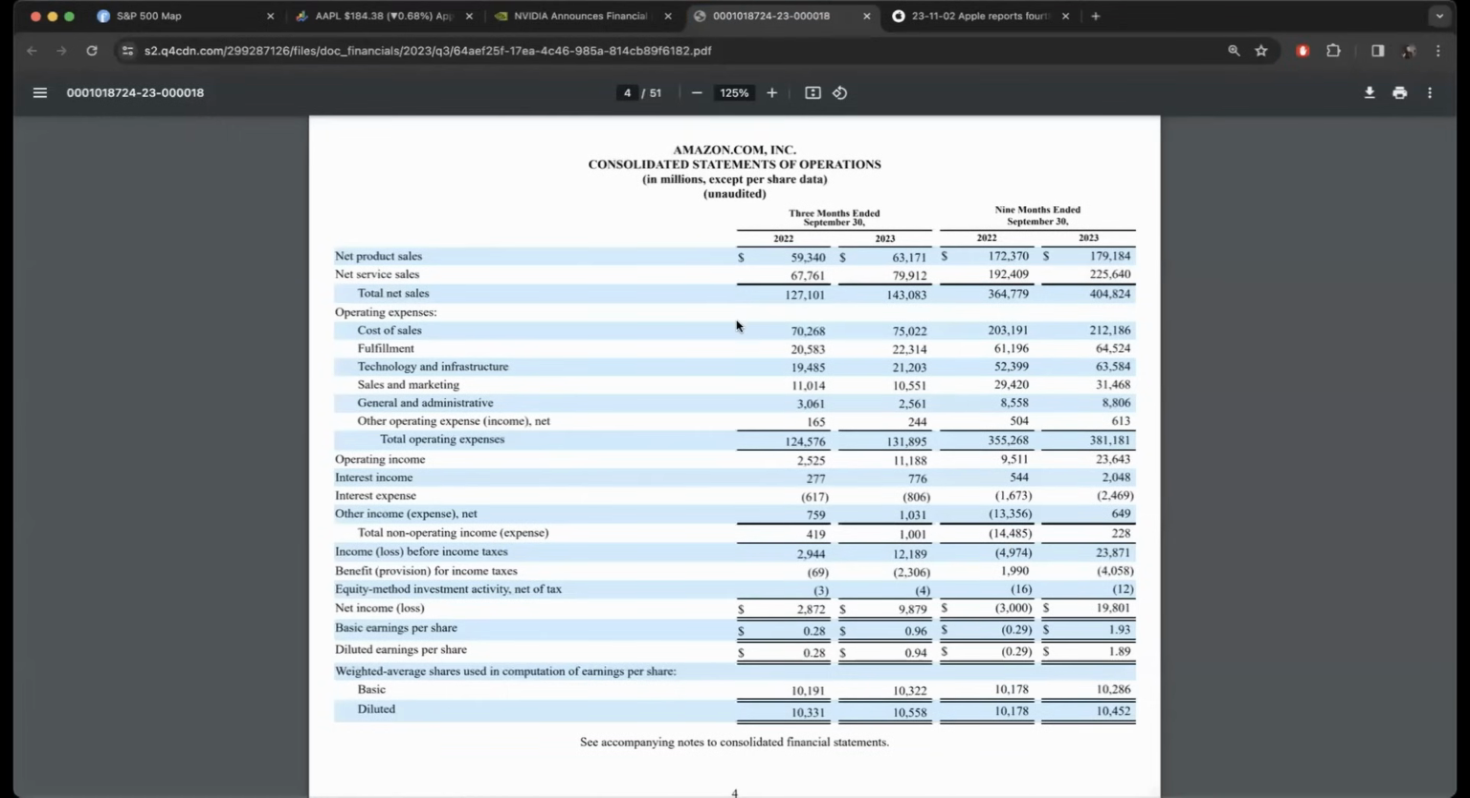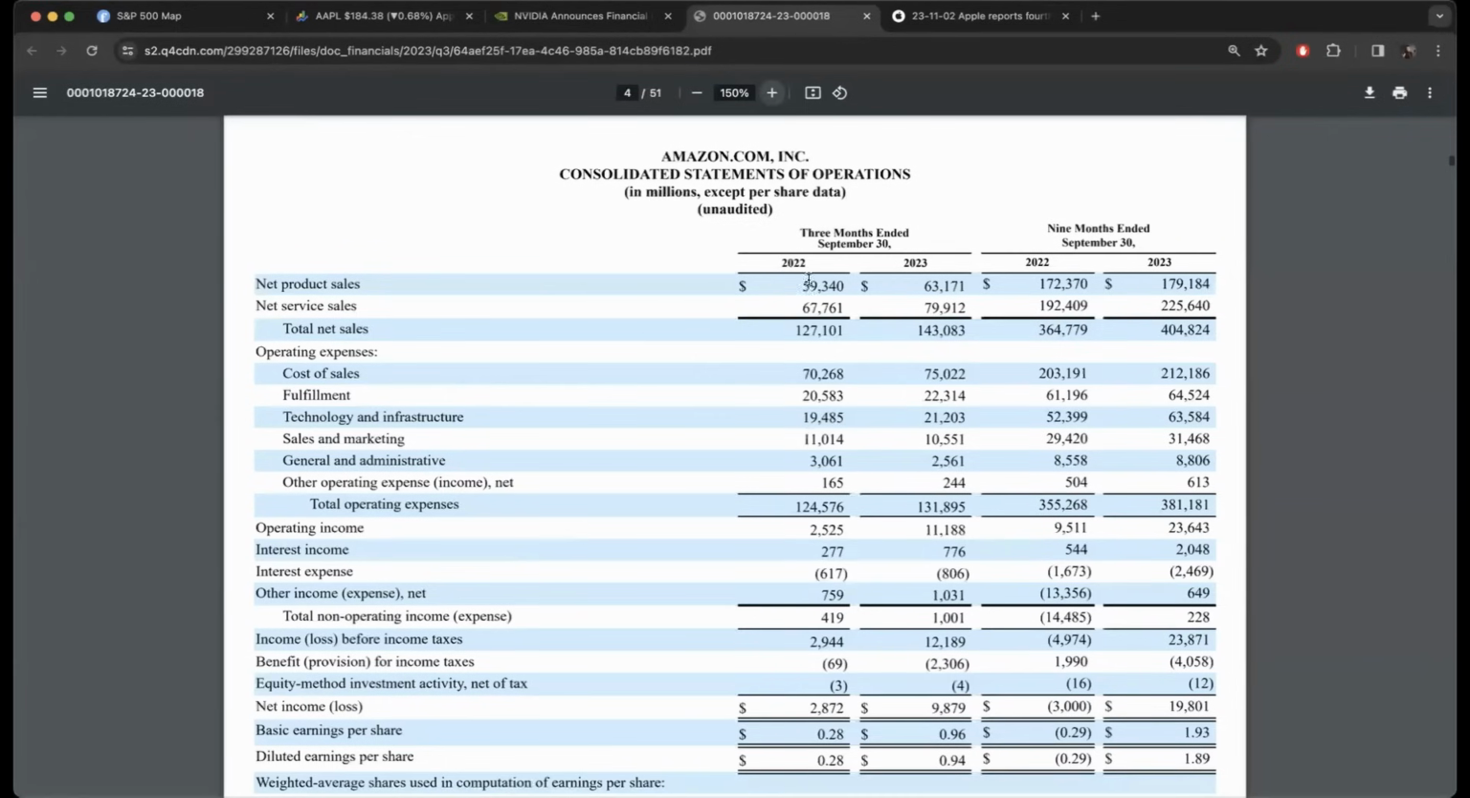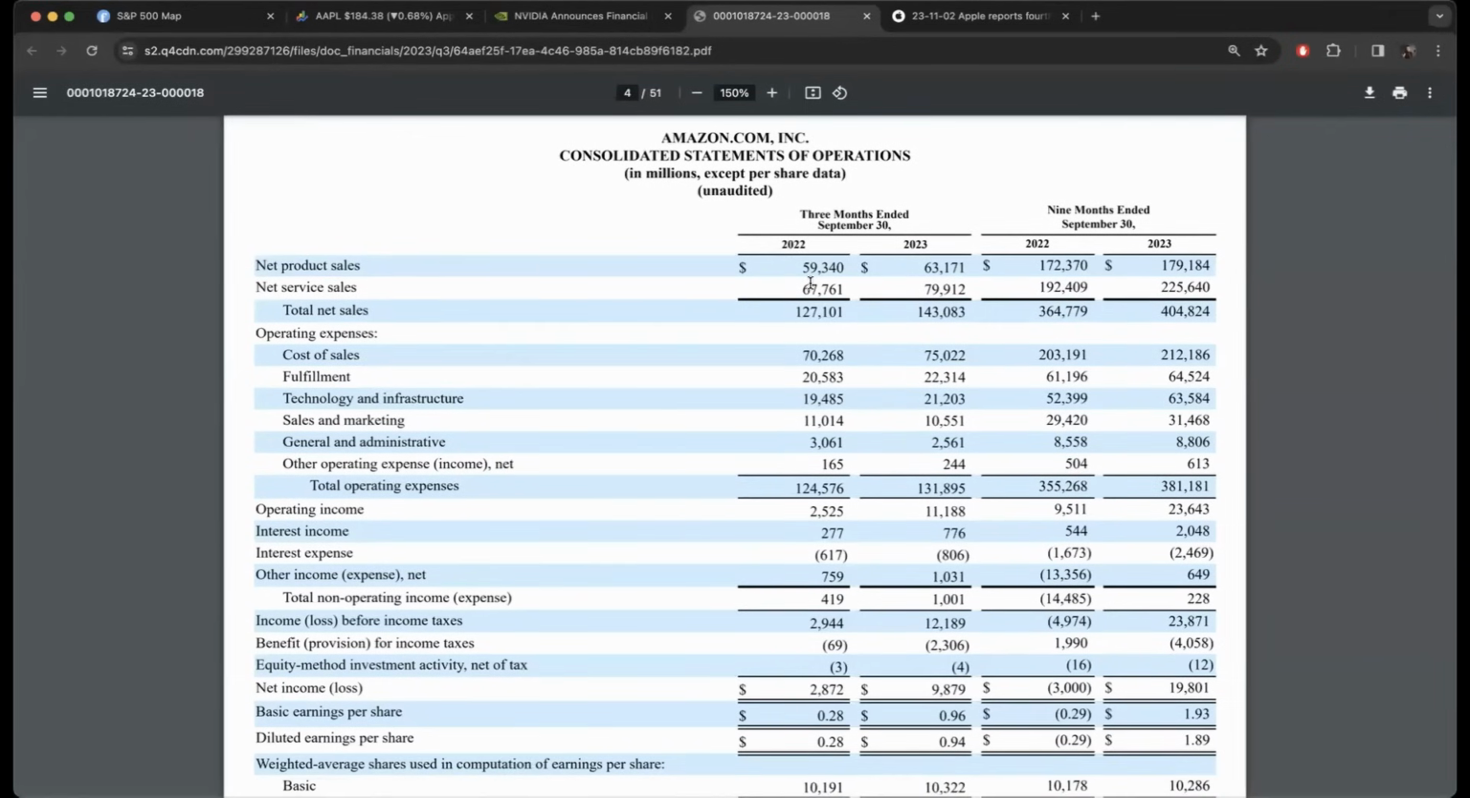So taking a look at Amazon here, the e-commerce realm has not fully saturated the market yet. Even in this recessionary environment, consumer spending continues to shift to the realm of online. And we see that in Amazon's net product sales for the year, going from, well, we'll take a look. Net product sales went from 172 billion to 179 billion for the 9 months. We have not got Q4 numbers yet.